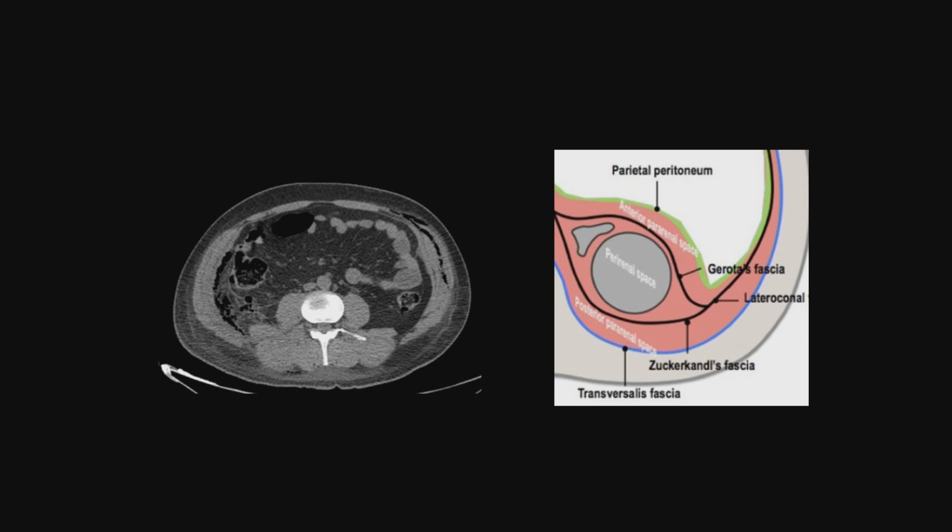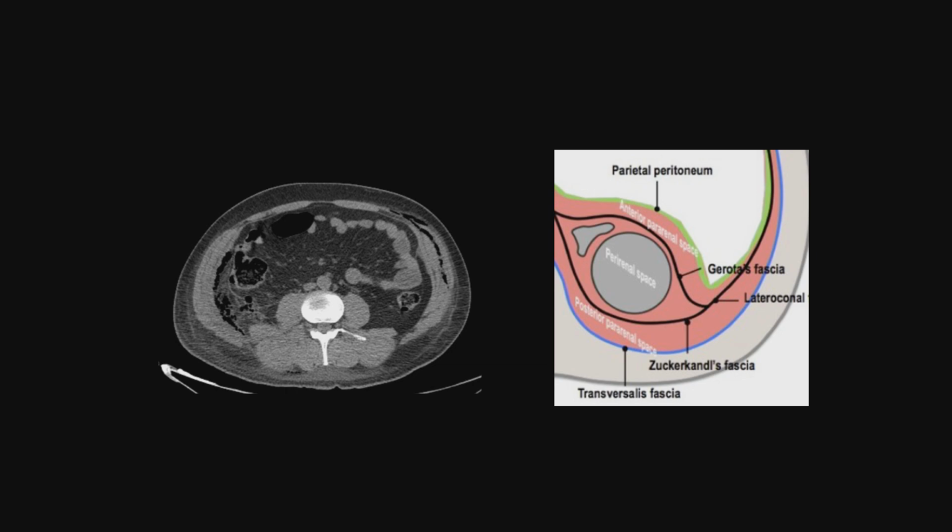And superior to the retroperitoneal space, to this posterior pararenal space, it continues to the subdiaphragmatic extraperitoneal fatty tissue. And this is important because this is the way that it extended to the right empyema.